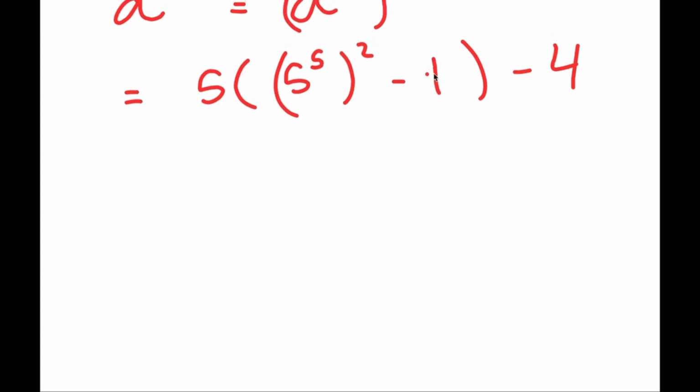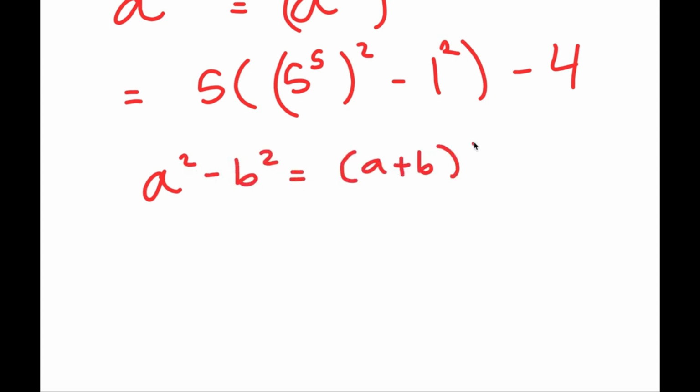Now, I'm going to rewrite 1 here as 1 squared. And the reason I'm doing this is so I can use the property a squared minus b squared is equal to a plus b times a minus b. So notice how we have a squared, which in this case a is 5 to the power of 5, minus b squared, which in this case b is 1.